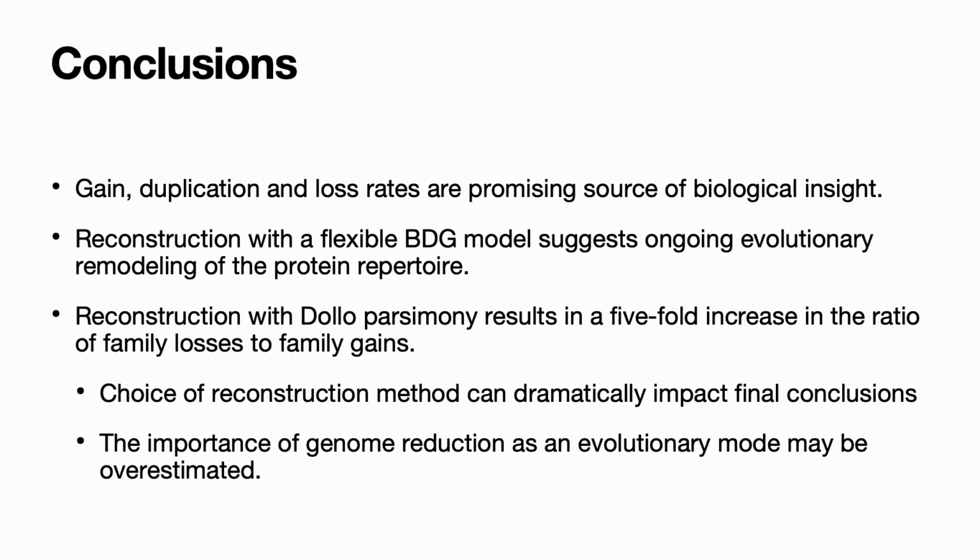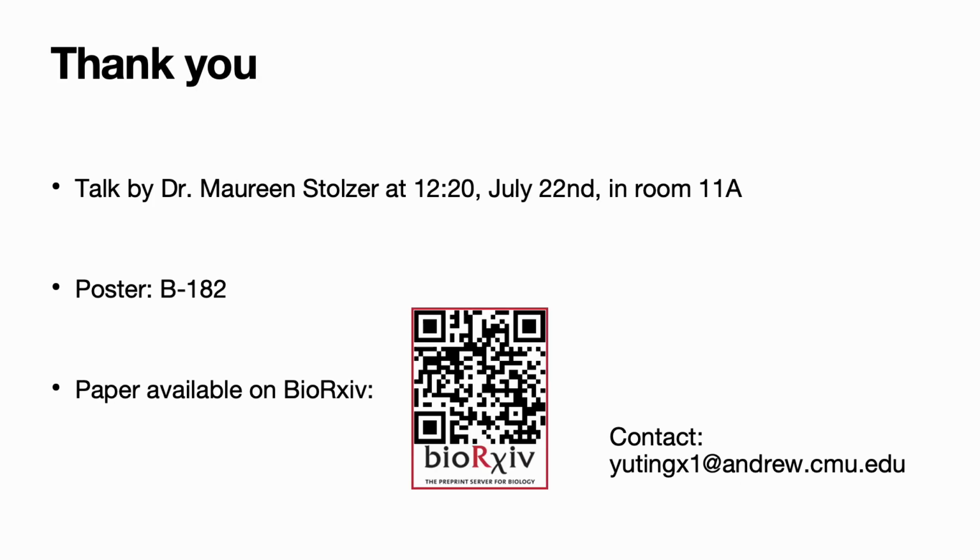In conclusion, we found that the evolutionary rates inferred by birth-death models are a promising source of biological insights. Reconstruction with the birth-death model suggests an ongoing evolutionary remodeling of the protein repertoire, while reconstruction with Dollo parsimony results in almost 5-fold increases in the ratio of family losses to family gains. This indicates that model choice can dramatically impact final conclusions. We also wonder whether the perceived importance of genome reduction as an evolutionary mode might be an artifact of the model used.